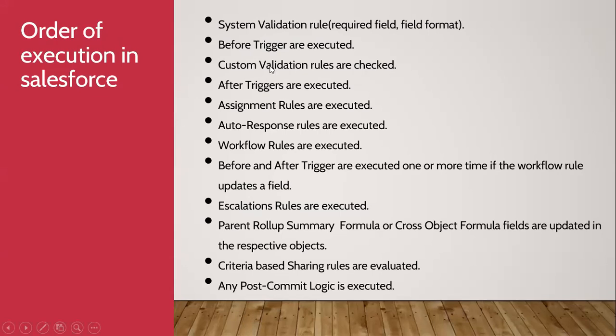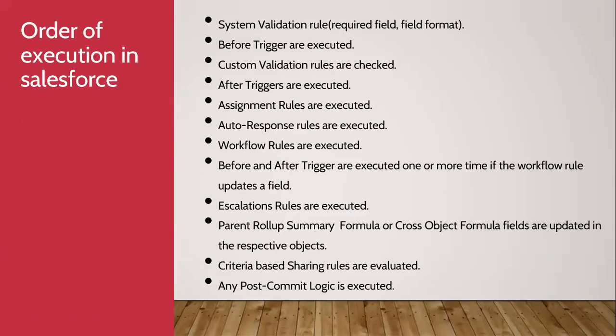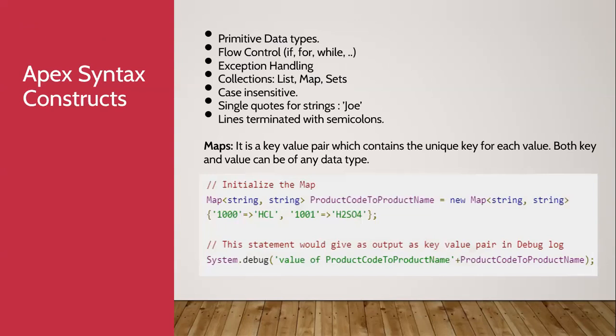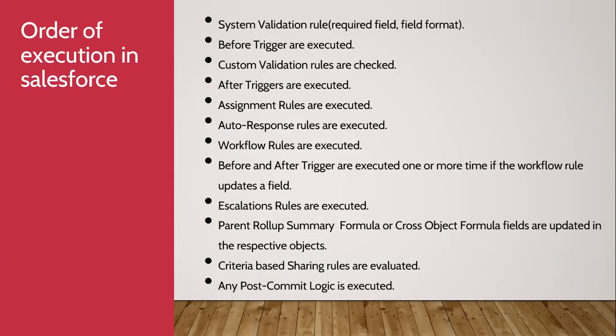Then we have custom validation rules. So what are custom validation rules? Basically, these are the rules that you develop in Apex, or define in JavaScript in LWC. That is the custom validation that is checked. Then after triggers are nothing but the triggers that run after the DML operation is performed.